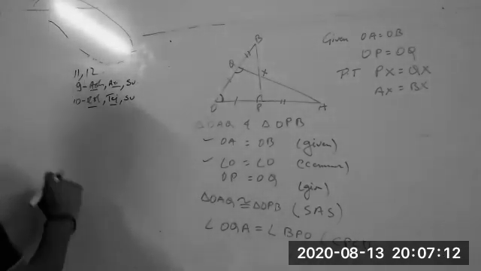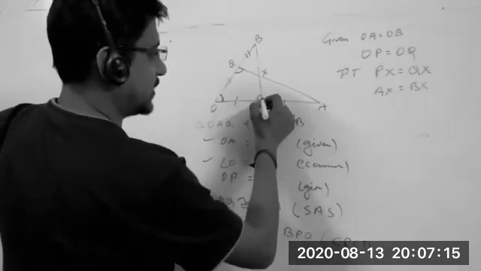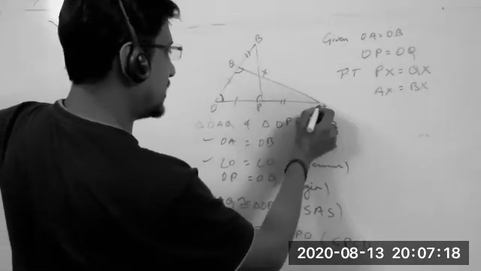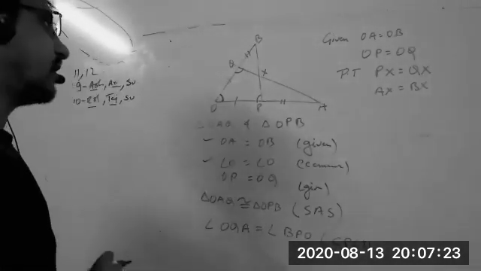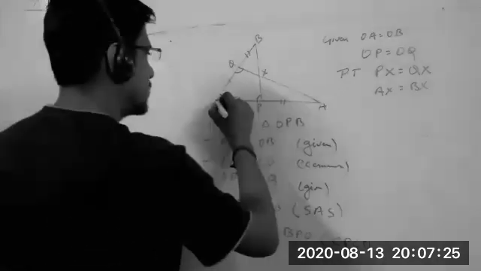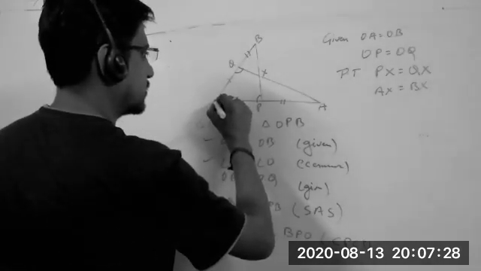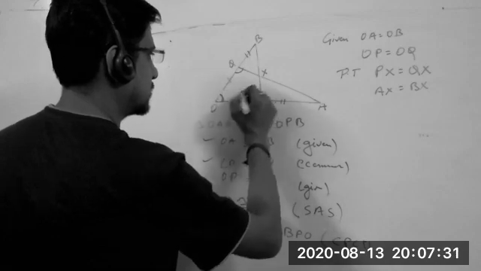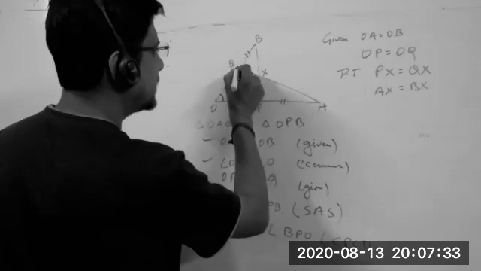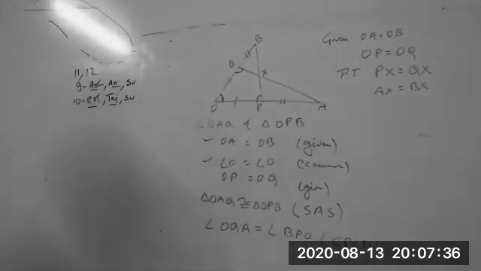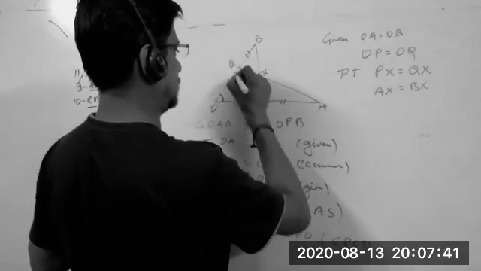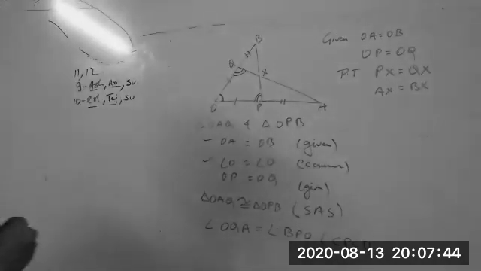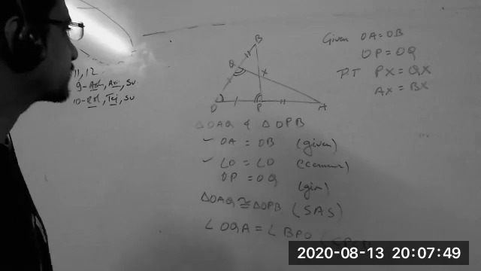Now take the next. We are supposed to prove PX and QX are equal. Which triangle? PX and QX. Prove that both are equal. Now PX and QX. Have you understood this properly? Yes, sir. Okay.